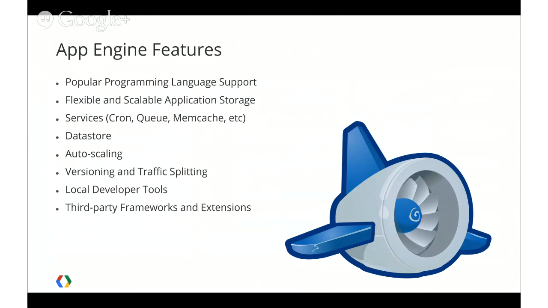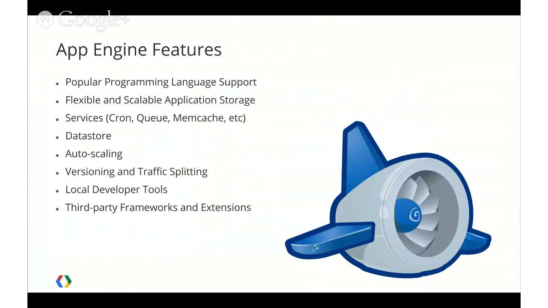So to list off a few of the App Engine features, we do support popular programming languages. At this time, it's 4 different languages, so Java and Python are fully supported, and Go is in a preview state, and PHP has just moved out of limited preview into preview, which just means anyone can now use PHP to develop their web applications on Google App Engine.